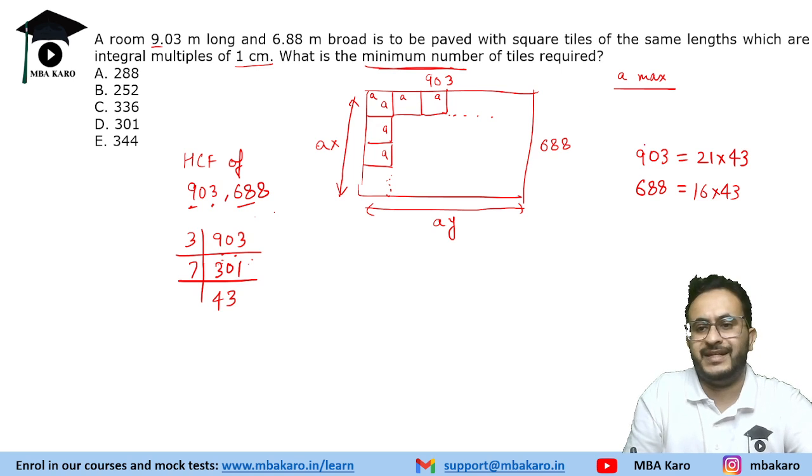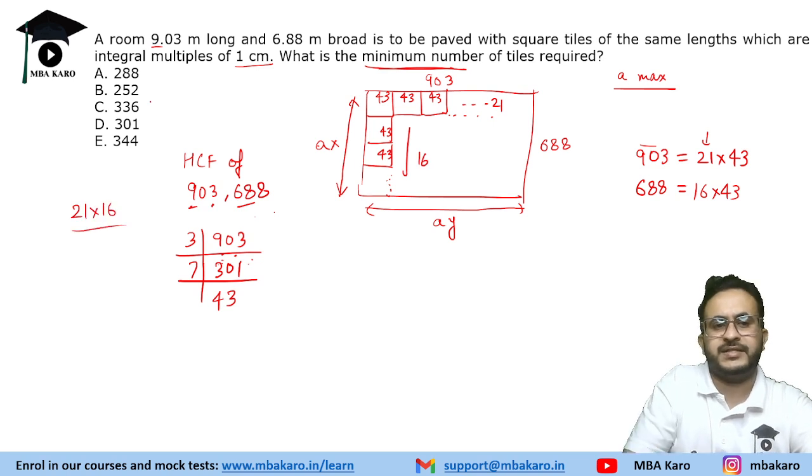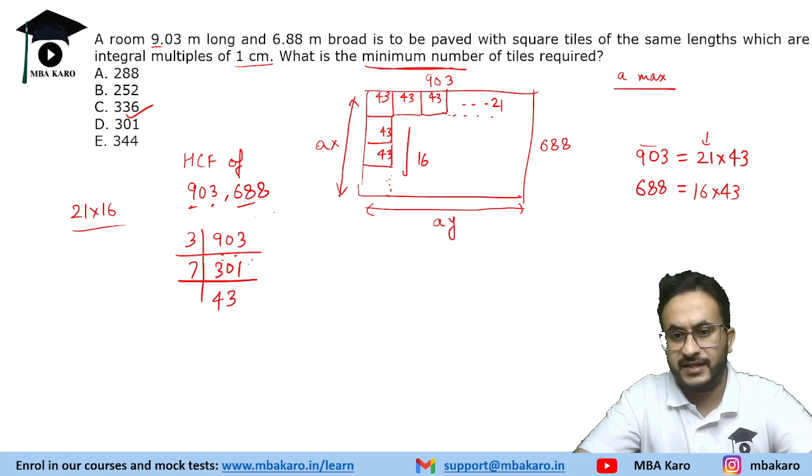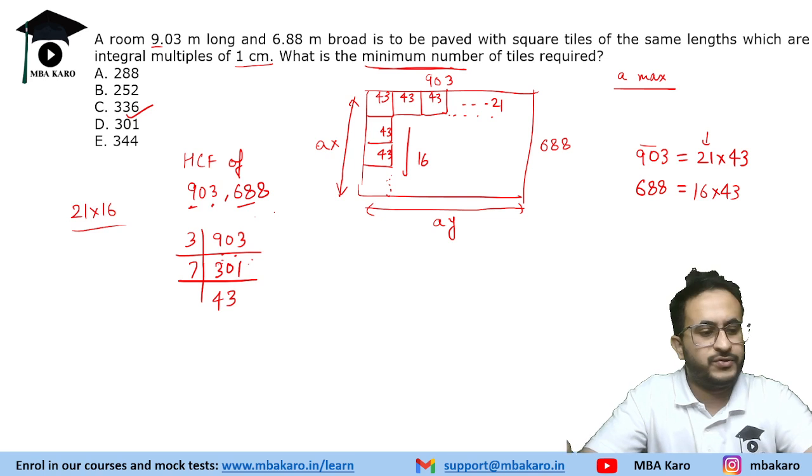Lengthwise, we need 21 tiles, since the length is 43, 43, 43 and so on. And here the width is 43, 43, 43, and we need 16 tiles. So the answer is 21 into 16, 320 plus 16, 336 tiles. So this is a direct application of HCF and this is how one needs to solve the question.